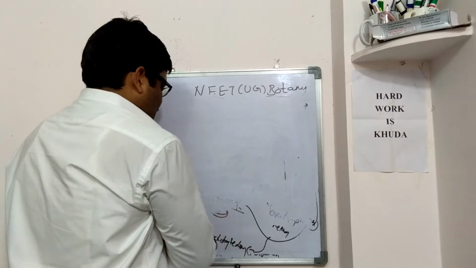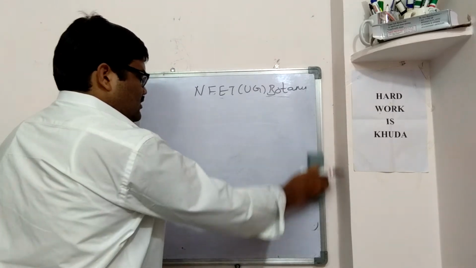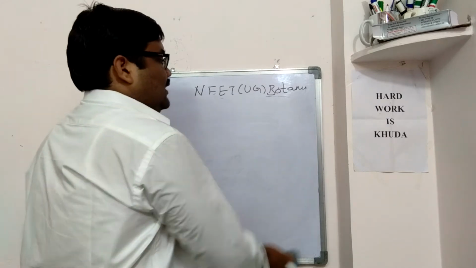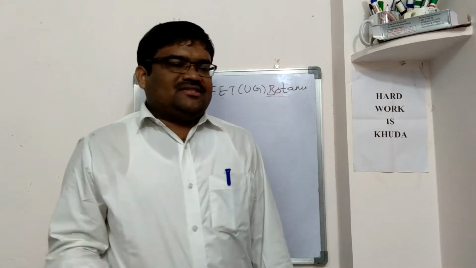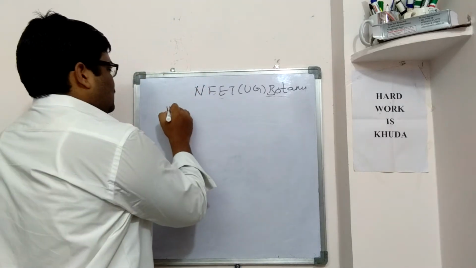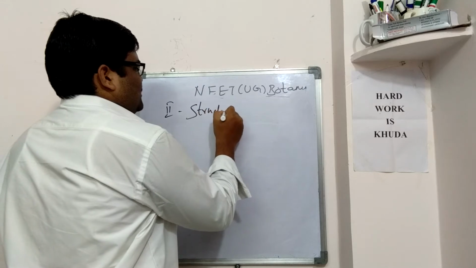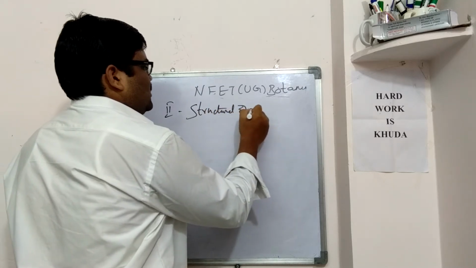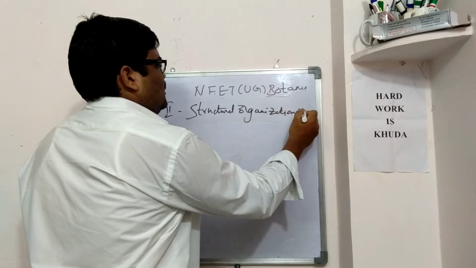Next, it's all about diversity in the living world. It accounts for nearly 8%, as I mentioned. Okay. The second unit is structural organization in plants.